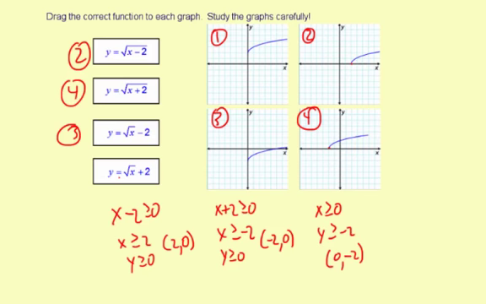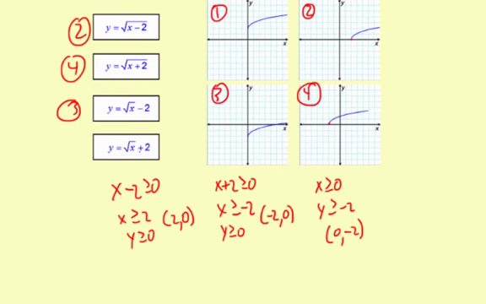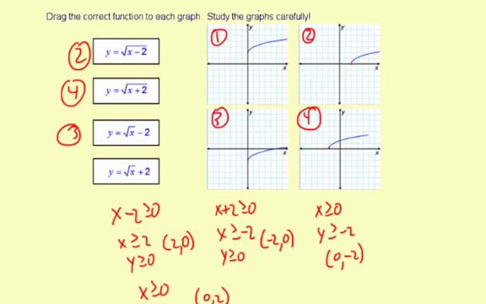Last one. y equals square root of x plus 2. Well, the x is by itself in the radical sign, so x is greater than or equal to 0 is the domain. And for the range, it's y greater than or equal to positive 2. So the graph is going to start at 0, 2. So 0, 2, that's this one right here. It starts at 0, 2, graph number 1.